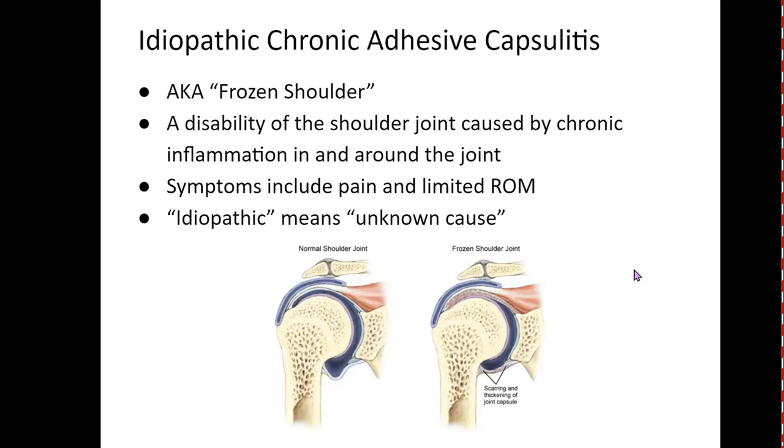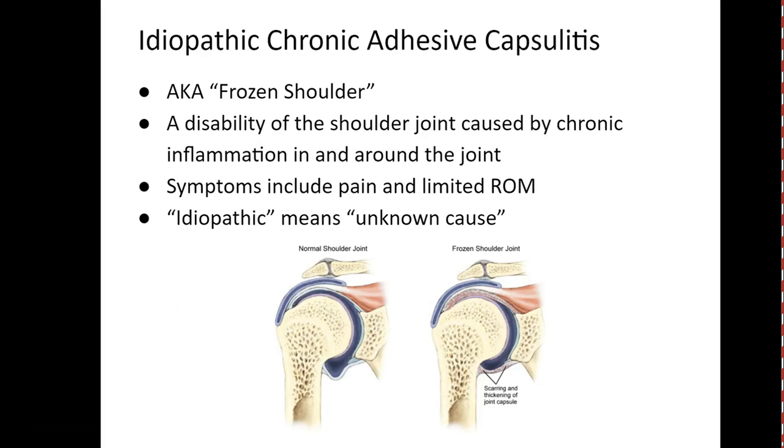Next, idiopathic chronic adhesive capsulitis. This is quite a mouthful, so in layman's terms, we call this a frozen shoulder. And it is a disability of the shoulder joint caused by chronic inflammation in and around the joint. And it's characterized by pain and limited range of motion. The term idiopathic actually means of unknown cause or origin.